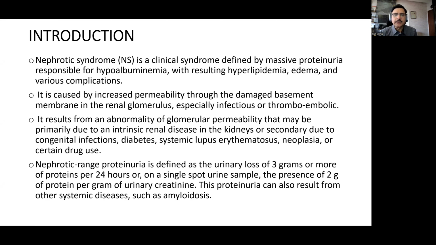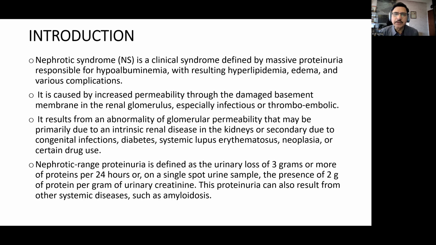Second one is resultant hypoalbuminemia. Third one is hyperlipidemia. Fourth one is localized or generalized edema because of hypoalbuminemia and with various complications. So you must know all these four things should fall when you are asked to say what is nephrotic syndrome. High-grade proteinuria or massive proteinuria, consequent hypoalbuminemia, associated hyperlipidemia, edema, and then various complications.